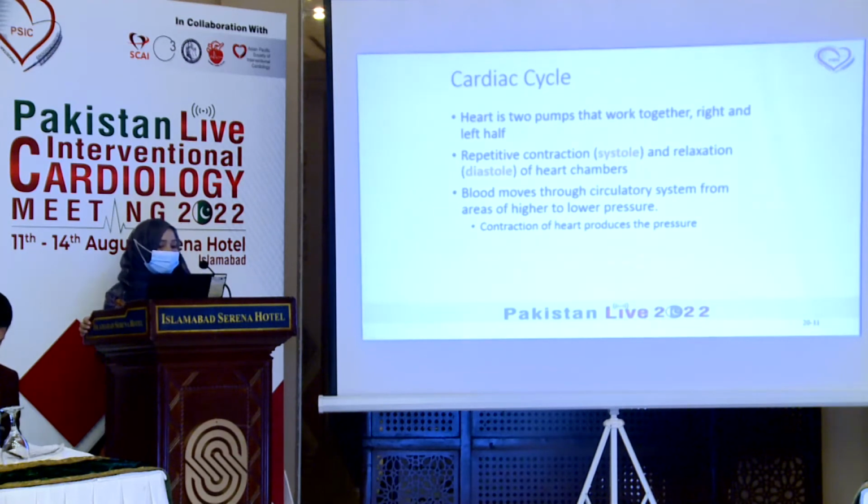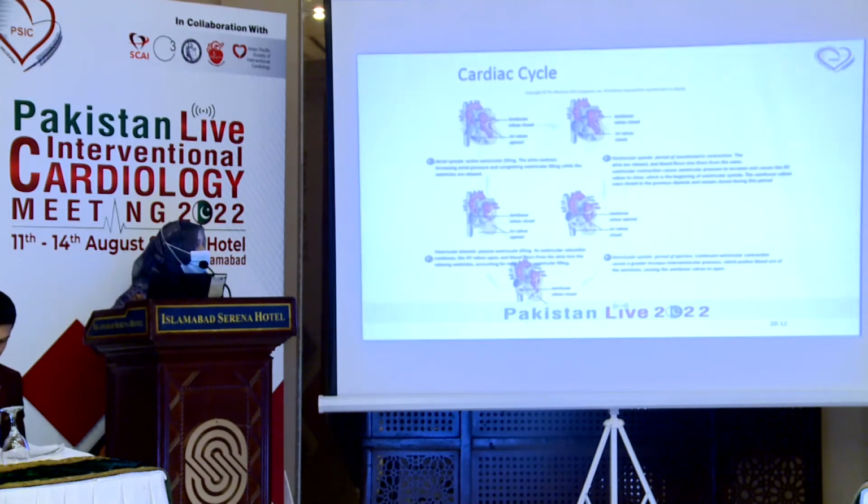Cardiac cycle. Here the heart is two pumps that work together, the right and left halves. Here we see the contraction, systole, and relaxation, diastole, of the heart chambers. Basically, the cardiac cycle contains three stages. First will be atrial systole, second will be ventricular systole, and third will be ventricular diastole. The duration will be about 0.8 seconds.